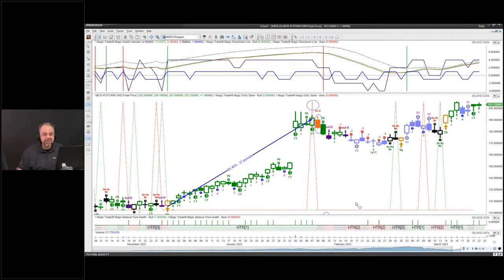So in any case, let's talk a little bit about the scanning that's involved in there. Peter, did you have anything you wanted to add with that?